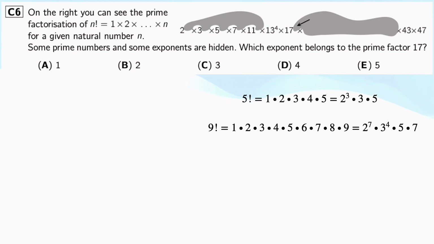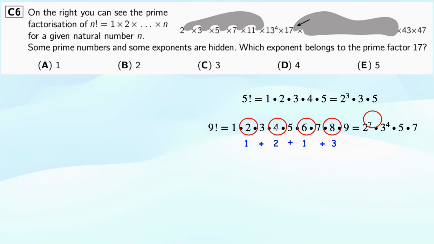Where does the exponent 7 for 2 come from? One 2 comes from 2, of course, and also 2 times 2 from 4, and 1 time 2 from the 6, and 3 times 2 from the 8. In total, this sums to 7.